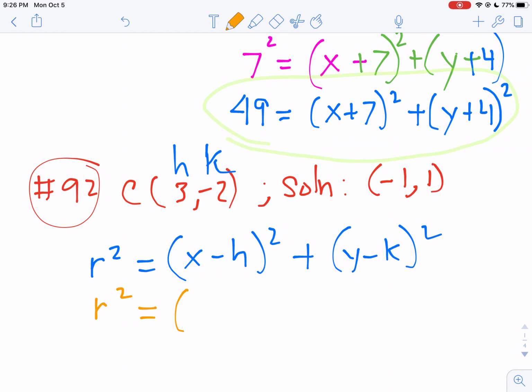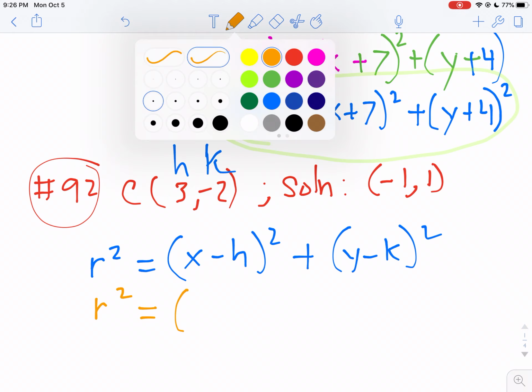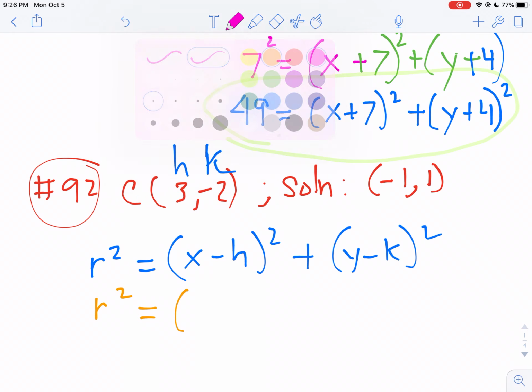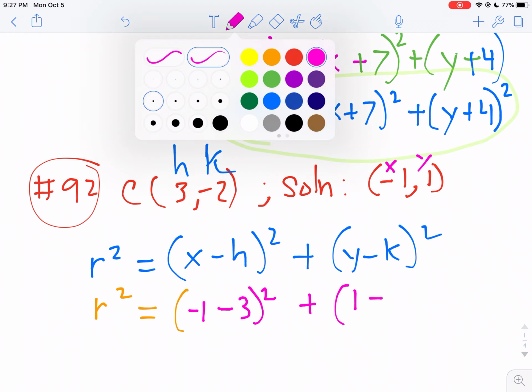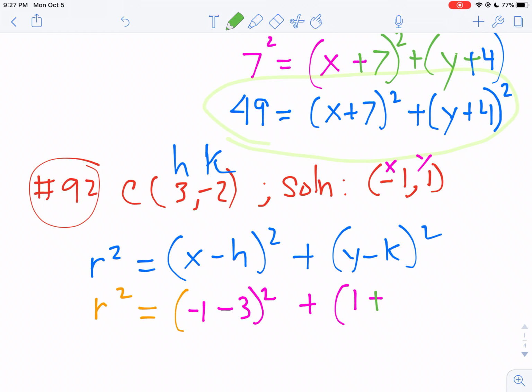So I'm going to go ahead and, this is my x and this is my y. So I'm going to put my x value down. This is -1 minus my h. My h is 3, and then I'm going to square it. Plus my y is a 1 minus my k is -2. So I'm going to change color and change this to a plus and square it.